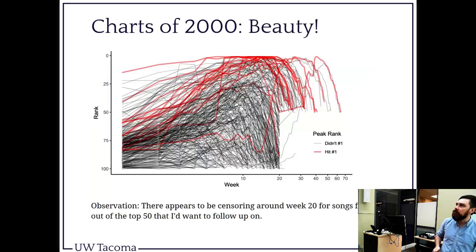I get this. This is a plot of the trajectory every song took through the Billboard Top 100, week to rank. Any song that hit number 1 is colored red and slightly larger. What's interesting about this is you can immediately see some interesting stuff pop up.